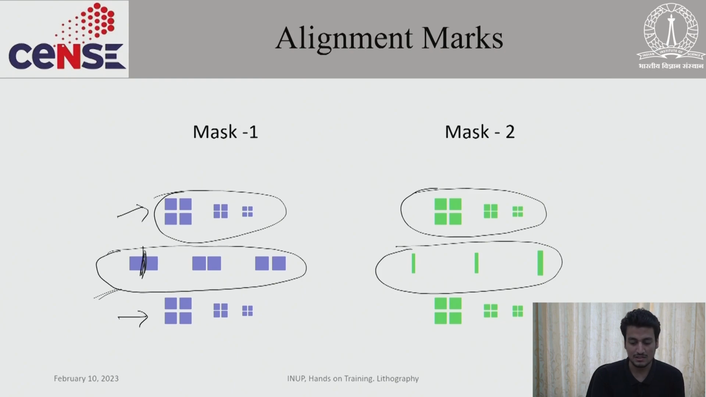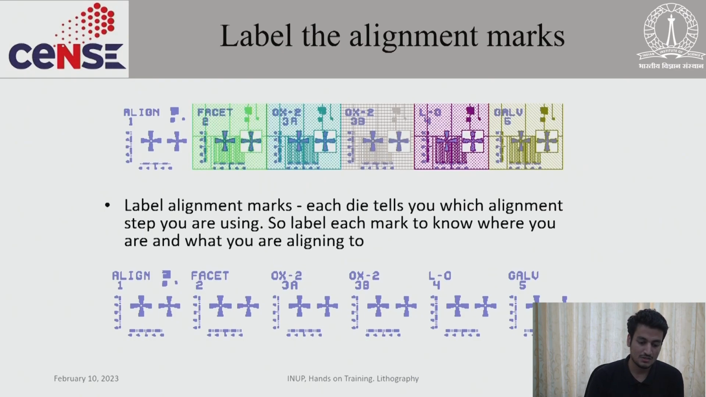In the first layer and in the second layer, both layers will have alignment markers. When you do the process, you have to align layer 1 with respect to layer 2 by using alignment markers. Again, you have to label the alignment markers, and that's also an important step. In case you have different dies, you will know which die you are going to align now. So you can label your alignment markers with some specific kind of numbers or notations.